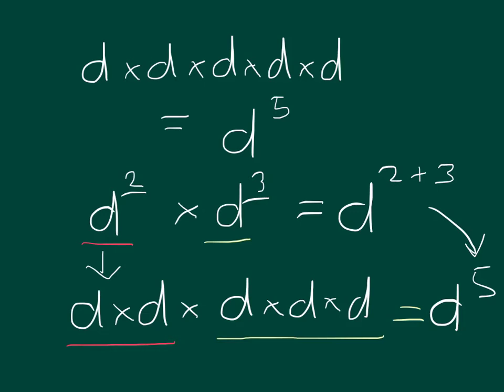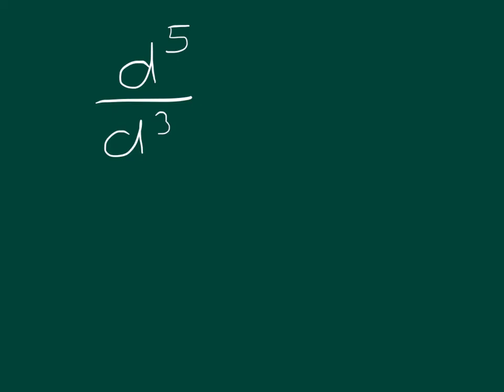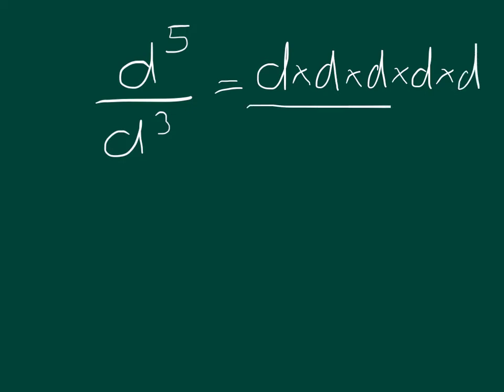So now we'll look at division. We want to simplify the expression d to the power 5 divided by d to the power 3. I'm going to write them out long to start with. We know that d to the power 5 is d times d times d times d times d, and on our bottom we've got d to the power 3, so d times d times d.